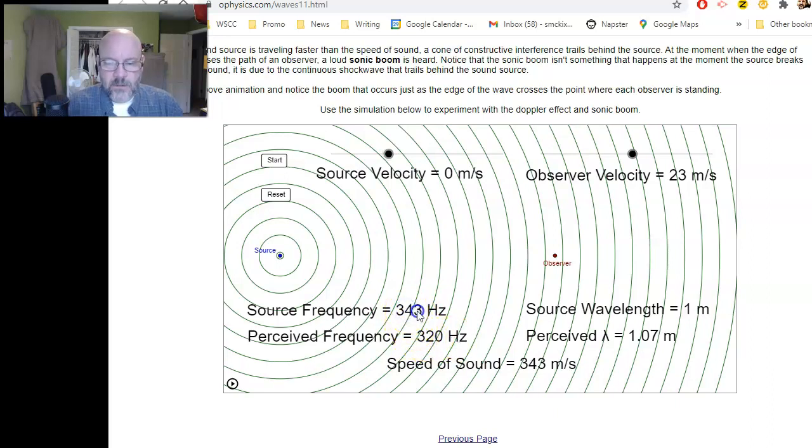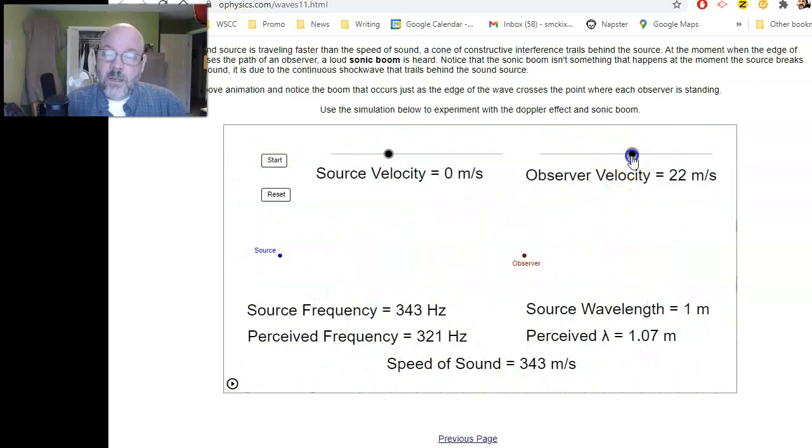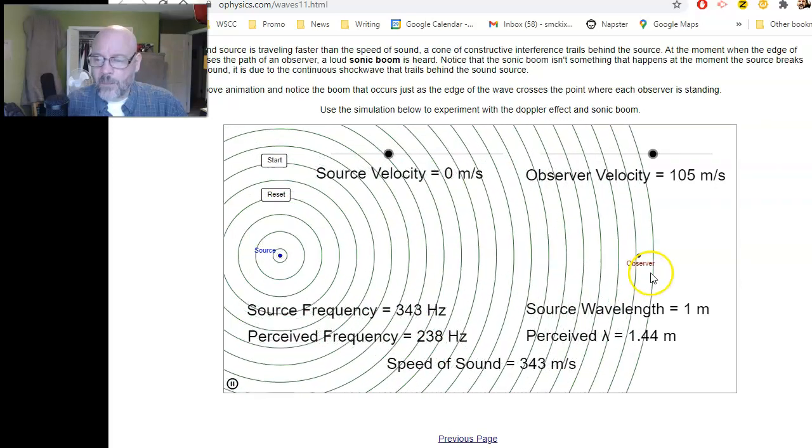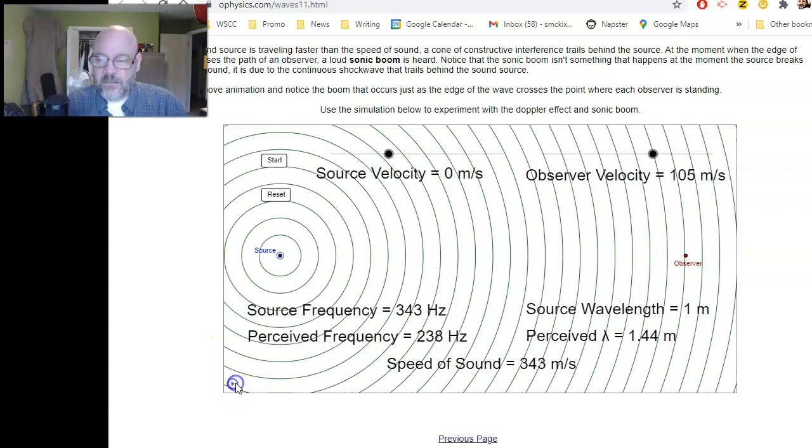I wonder, can I change this number? Doesn't look like it. Okay. Anyway, so you can see that. All right. Now, the faster my observer goes, the stronger the effect is. Okay. So now the sound is really having to chase down my observer, and that has the effect of stretching out the wavelength quite a bit, and therefore reducing the frequency quite a bit. Okay. So here you can see the wavelengths. They're going to try and chase this guy down.